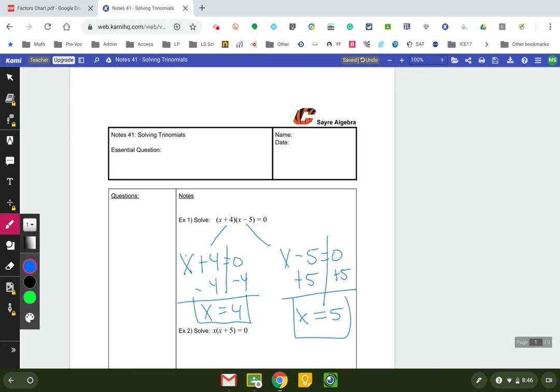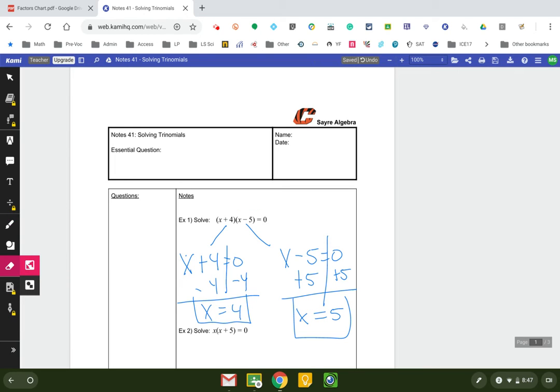I'm pretty sure in my math lab it asks you to put commas in between those answers. So you're going to have to look at that. And the reason this works is because if I were to plug in x equaling 5 here for this x, this would become 5 minus 5, which equals 0. And if you remember, anything times 0 equals 0. So only one of those things needs to equal 0 in order for the whole thing to be 0.